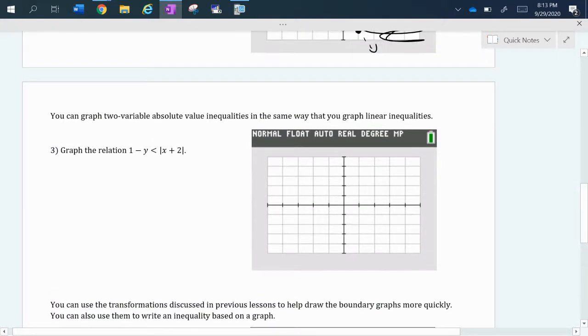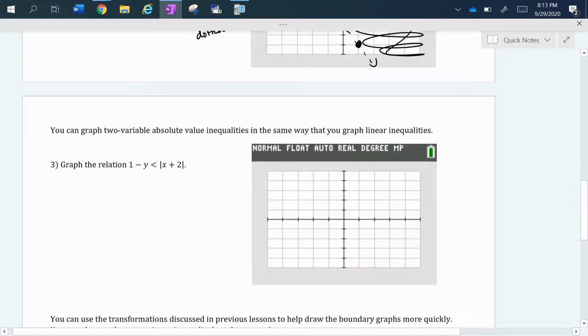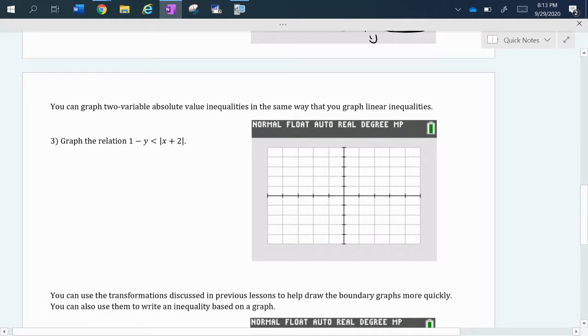You can graph two variable absolute value inequalities in the same way that you graph linear inequalities. So first thing I'm going to do is get y by itself. So I'm going to subtract 1 from both sides. So I get negative y is less than absolute value of x plus 2 minus 1, and then divide everything by negative 1. So I get y is greater than, notice I'm changing the sign, y is greater than negative 1 times the absolute value of x plus 2 plus 1.